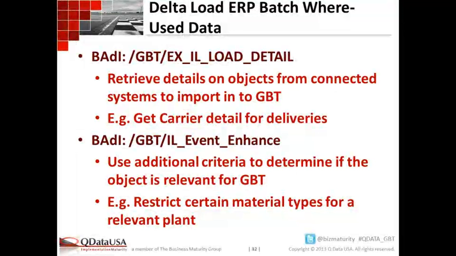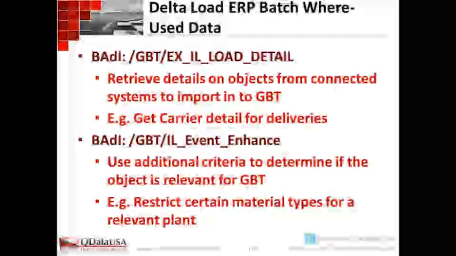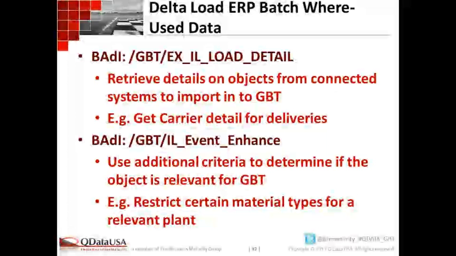All right, so from an extensibility perspective, we can load the detail. This first baddie over here, the IL load detail, allows us to retrieve additional information for our objects. So if we're doing a goods issue on a delivery, we can tell in the GBT system the carrier, even potentially the tracking number, the SCAC code, any other information that may help us in the investigation if we were to do a particular recall.